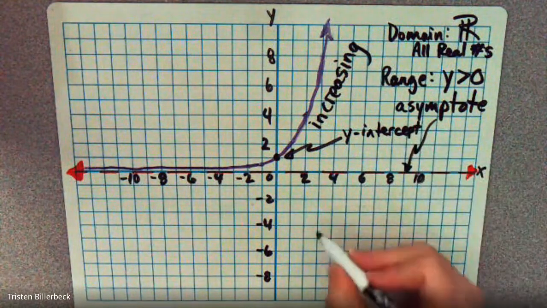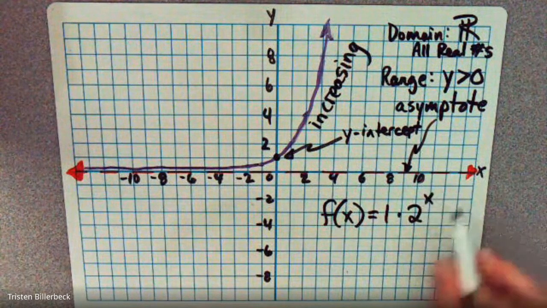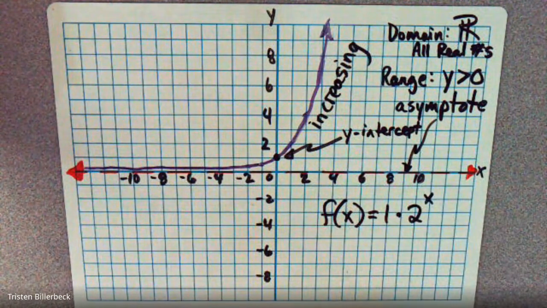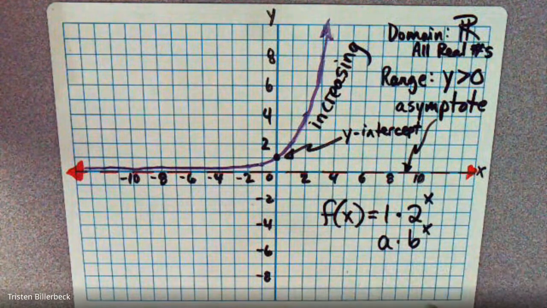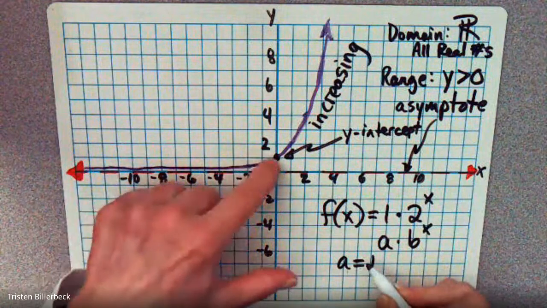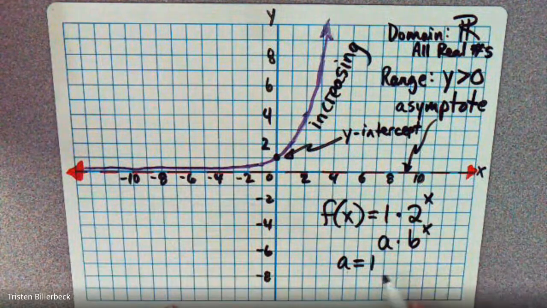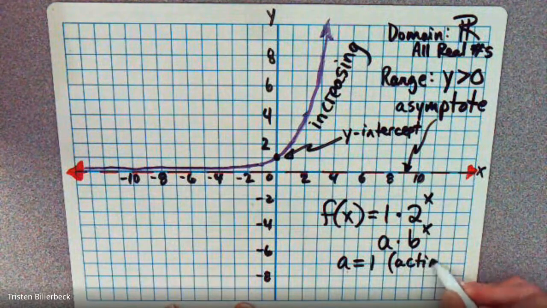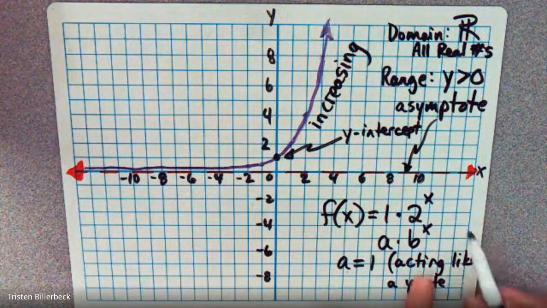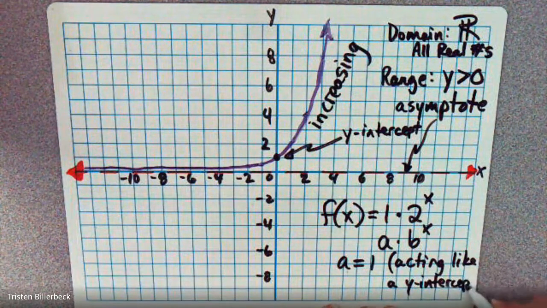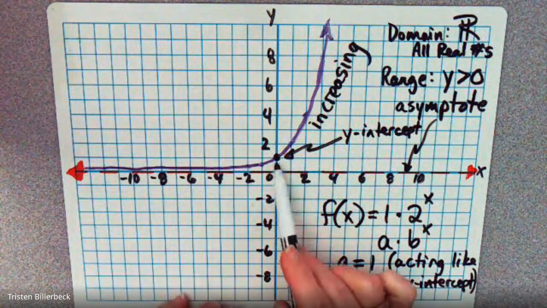Now, if we take the function apart, we were talking about f of x equals 1 times 2 to the x. We didn't write the 1 because it would waste ink. But this is actually a times b to the x. So now we know that a equals 1, and look, we're going through 1 right there. So that is our y-intercept. This is acting like a y-intercept. The only caveat is if I had something added to this function, that would change that a bit. So we can talk about that as an initial value.